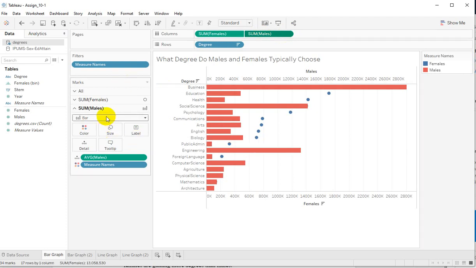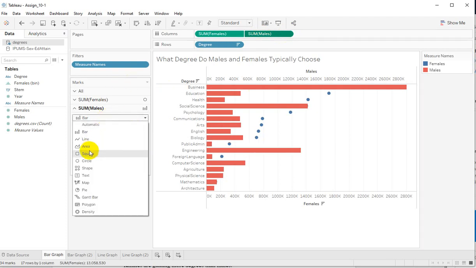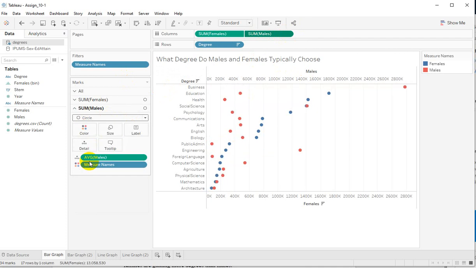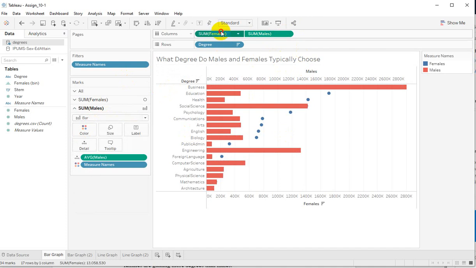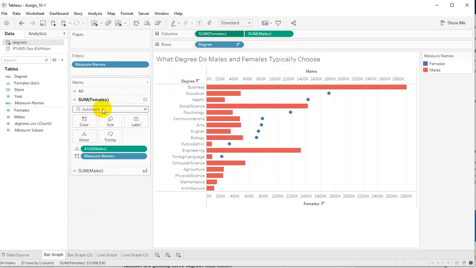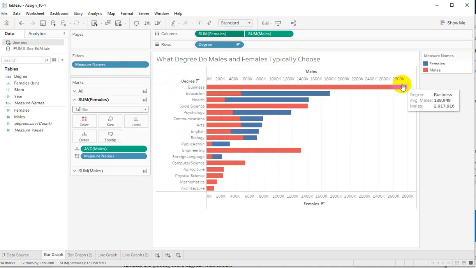But if we convert the male to... That doesn't work very well, does it? What I was going to say is if we make them both bars, one of them's going to hide behind the other one. So that doesn't really work for us.